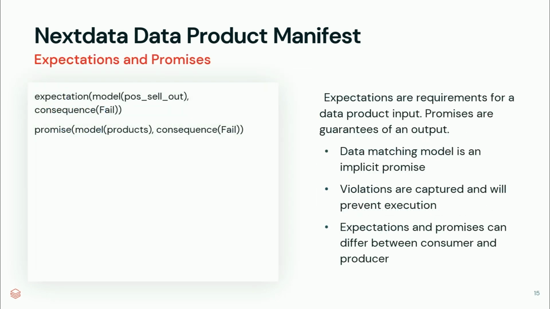So expectations and promises. Those are the additional things that you would define when you defined your data product spec. In this case, we'd say, I expect that when the model POS sellout does not match its type, it causes the data product to fail. And the other case here is when I've produced the model, if there was an error in my transform, I would expect my data product to fail.